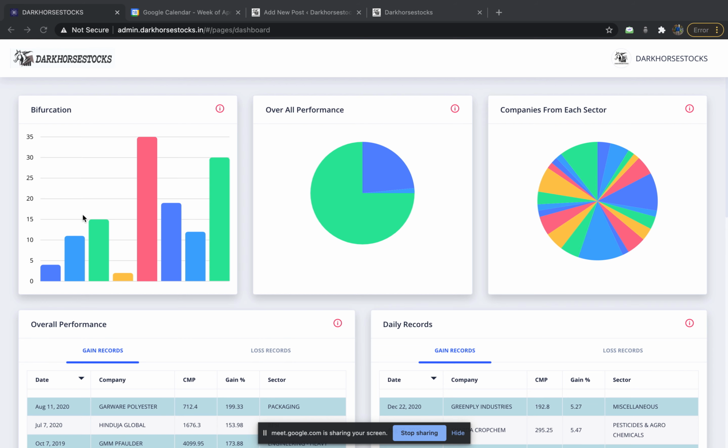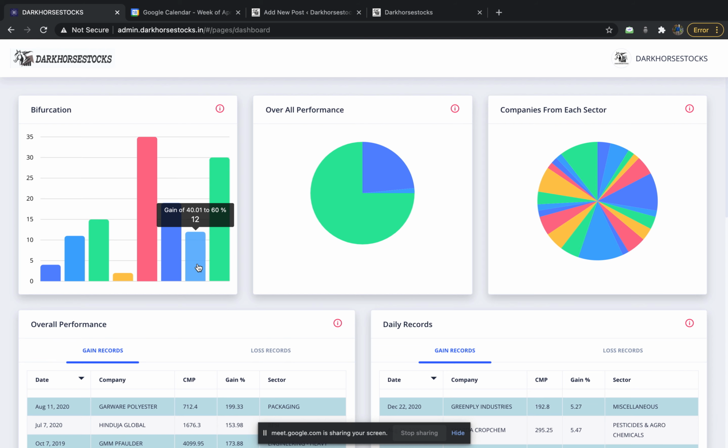This is the bifurcation. This section shows the number of stocks that have been delivering returns in the ranges that have been defined. For example, if you hover on this bar chart, it shows the number of stocks that have delivered above 60% returns from the date of suggestion only. Say we suggested the stock at 300 rupees and it has delivered 60% return post 300 rupees. So there are 30 stocks.